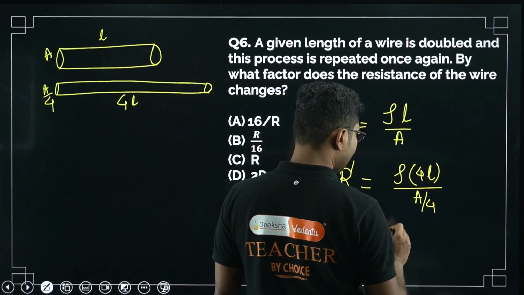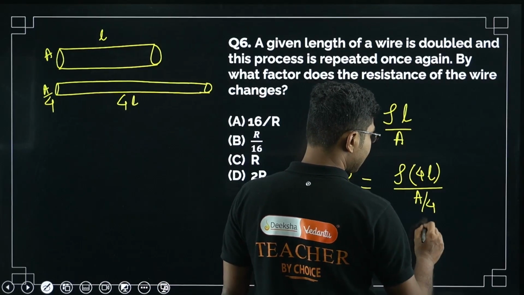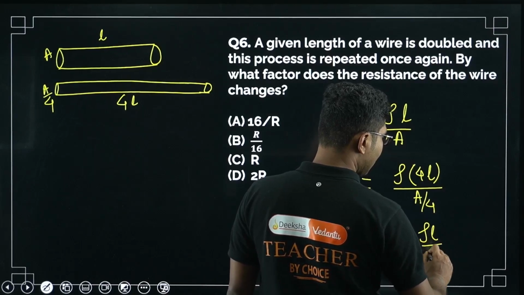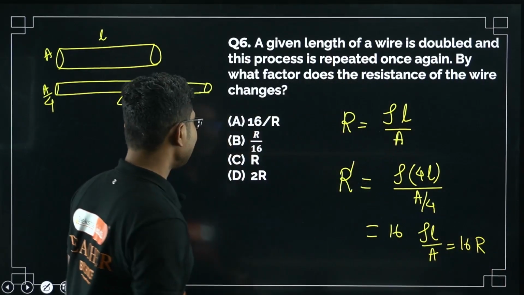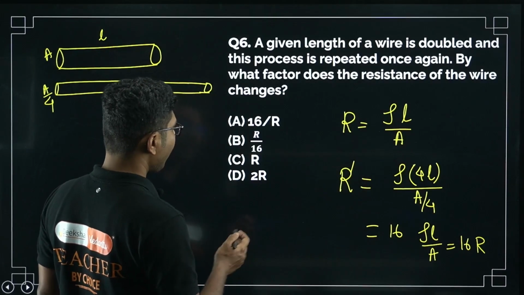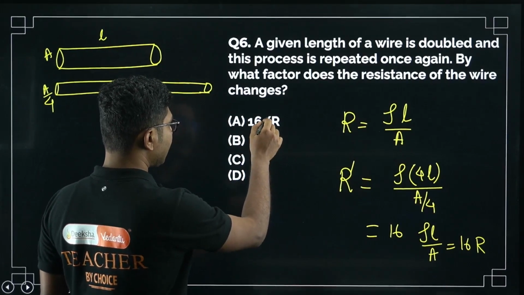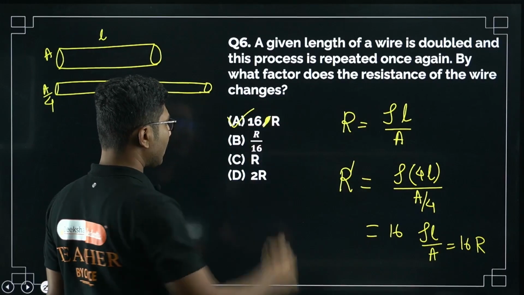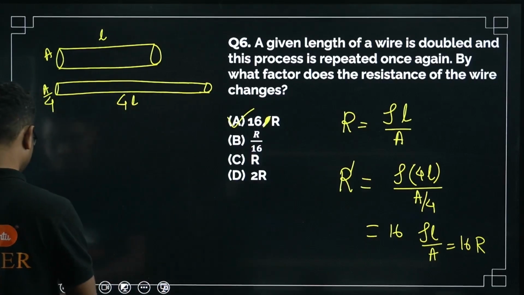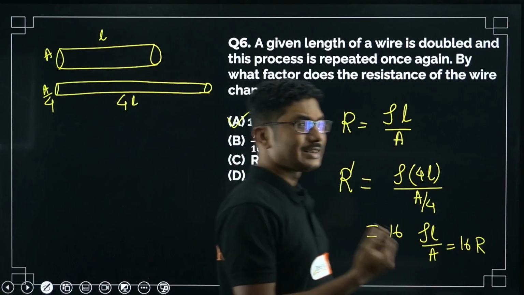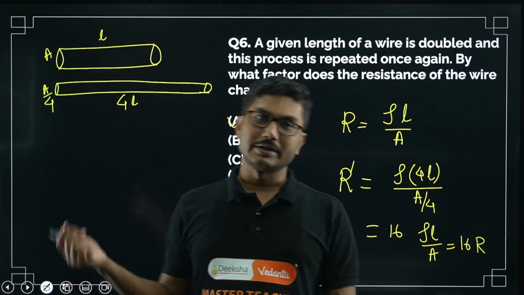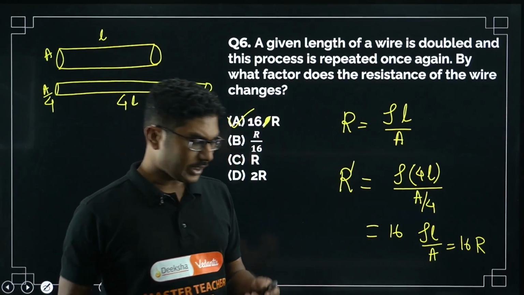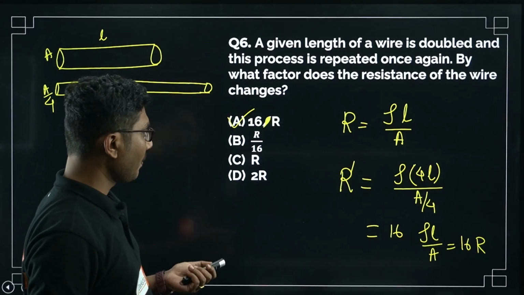No, actually it will be 16 times. 16 rho L by A, so it will be 16 R. So the correct answer is 16 R. I think there is a mistake here, this will be 16 R. So as you increase the length 4 times, the resistance will increase 16 times. Okay, now next question.